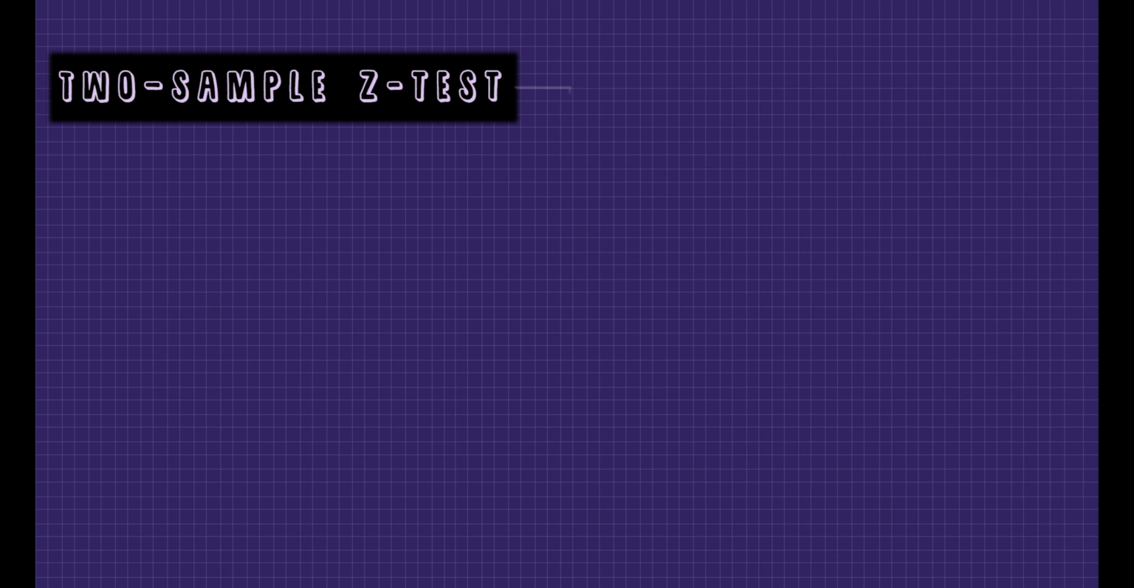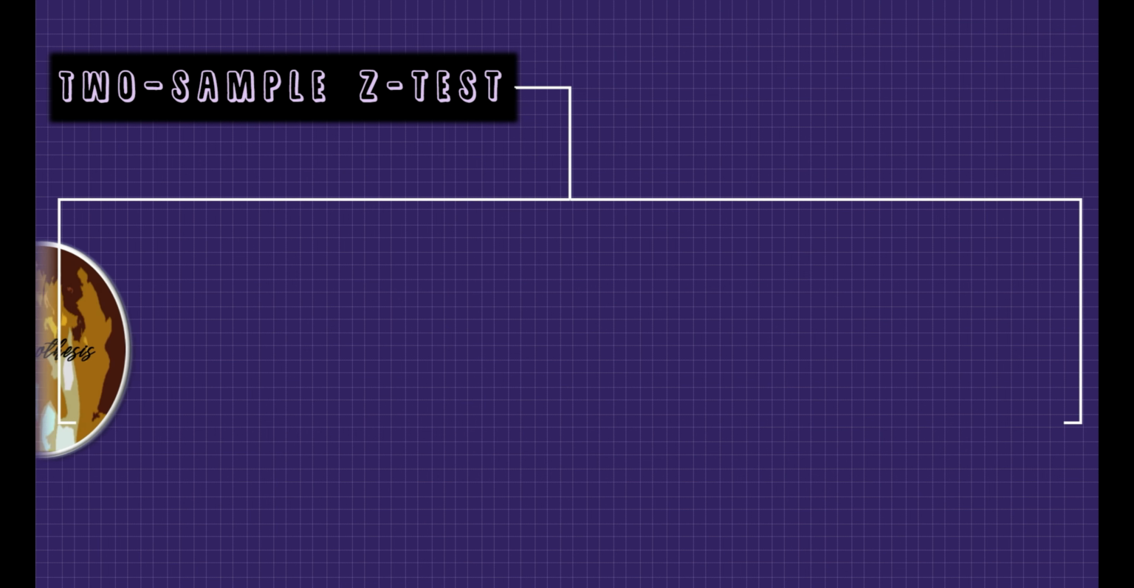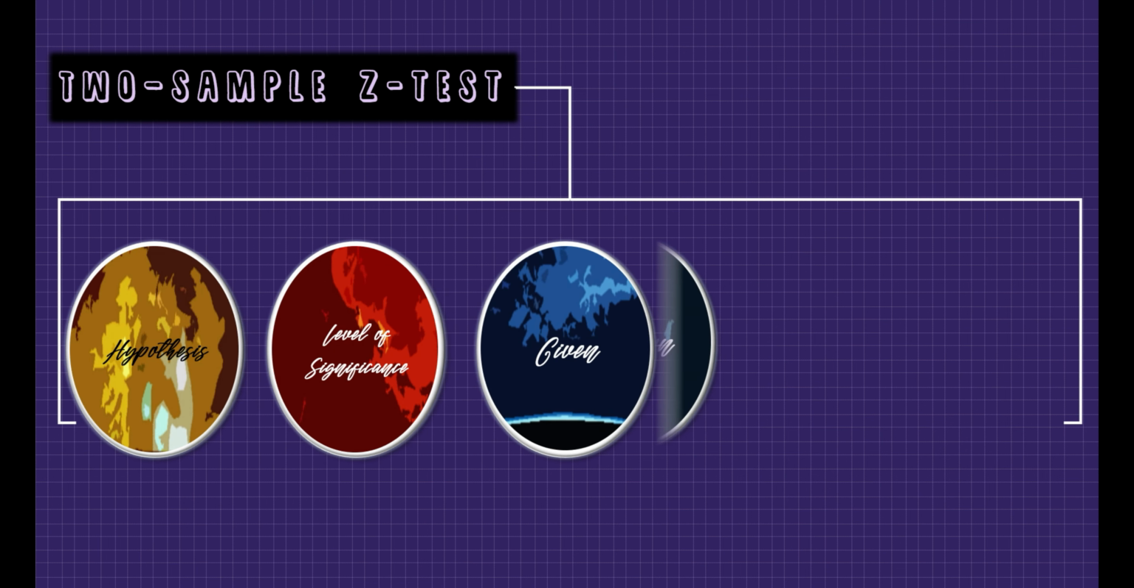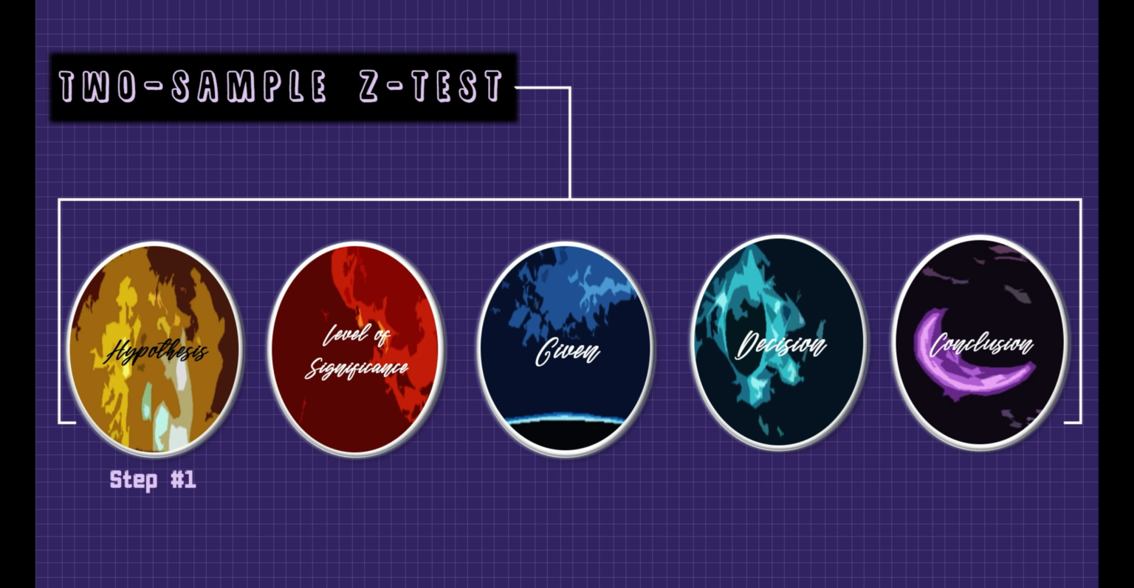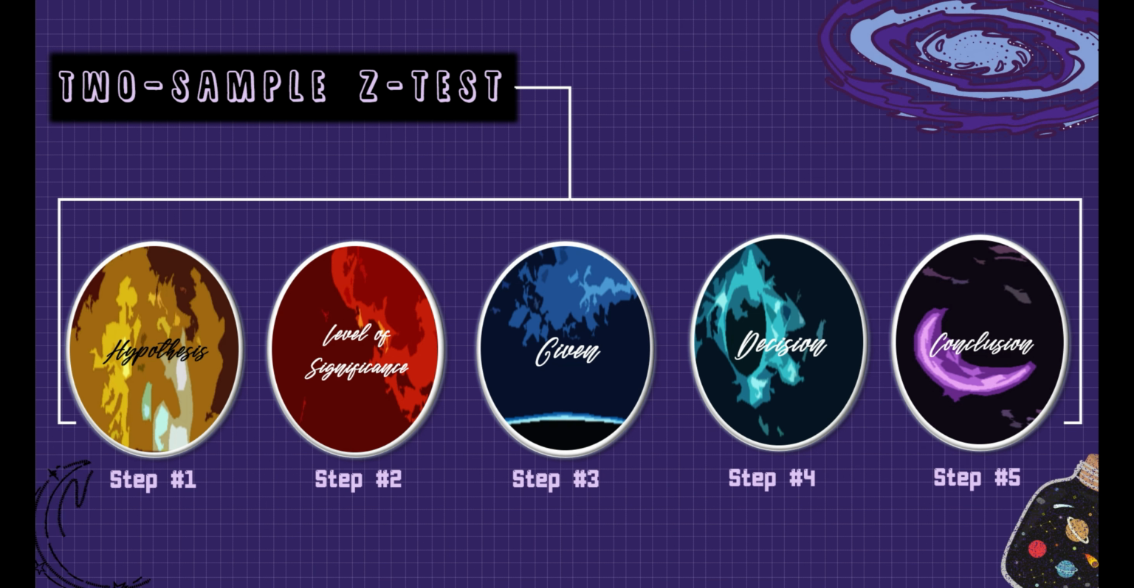Moving on to two sample z-tests and its steps for solving. It's almost the same process as the one sample. First, state the hypothesis and identify its claim. Next is set the level of significance and determine the critical value. Then, write the given and calculate the z-test. Next is for decision. And finally, the conclusion.